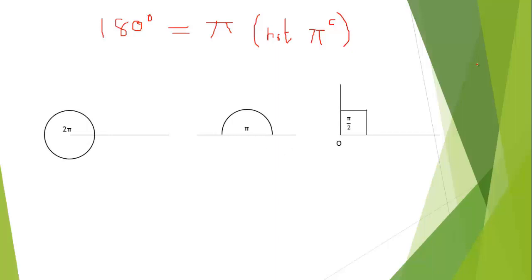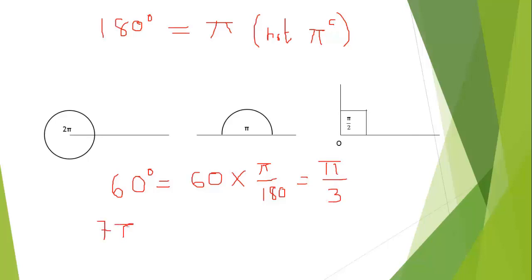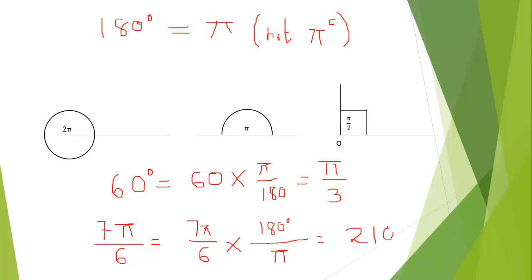Other angles which are simple fractions of 180 degrees can easily be expressed in radians in terms of pi using the relationship 180 degrees equals pi. For example, let's take 60 degrees. If we need to write 60 degrees in radians, we divide 60 by 180 and then multiply by pi to get the radian value of 60 degrees. And conversely, to write 7 pi over 6 in degrees, we multiply it by 180 degrees and divide by pi, and we get 210 degrees as the answer.